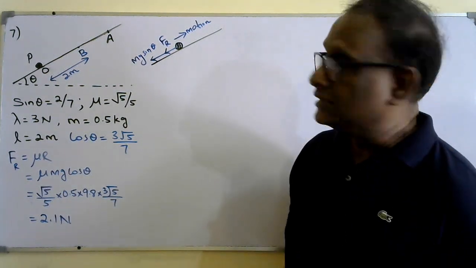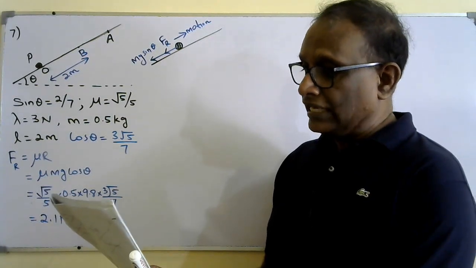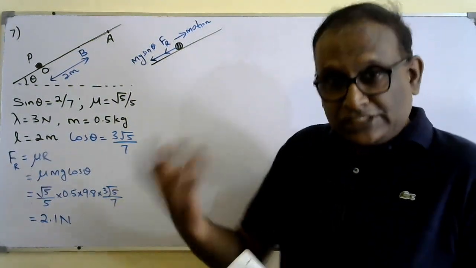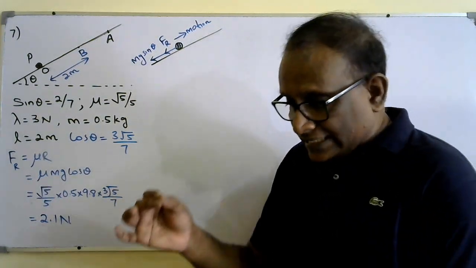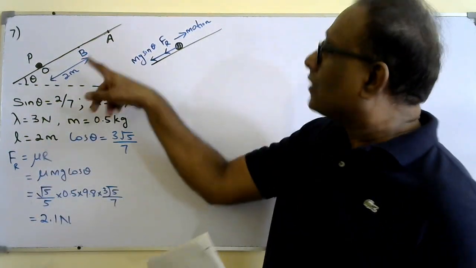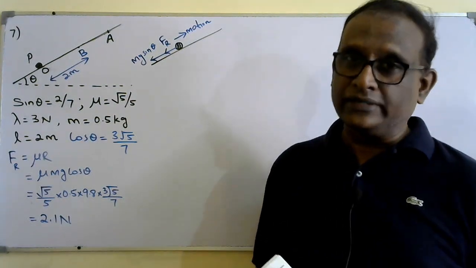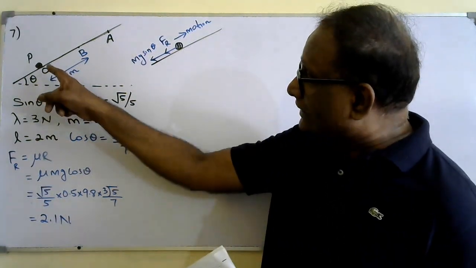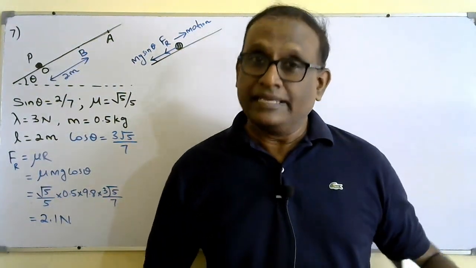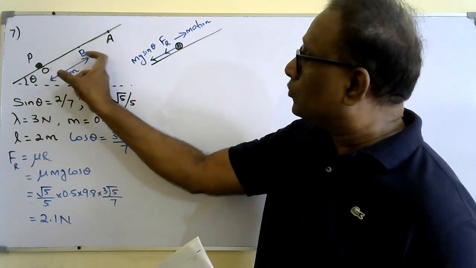Yes, that could happen. But the question is saying to find the extension of the elastic string when P is at A. Because the word extension is used, we know that the particle is moving beyond B also. So we don't need to worry about it. Otherwise, in case they ask to find the length OA, we have to think about it, because it might come to rest. A could be a point which is less than 2 meters from O.